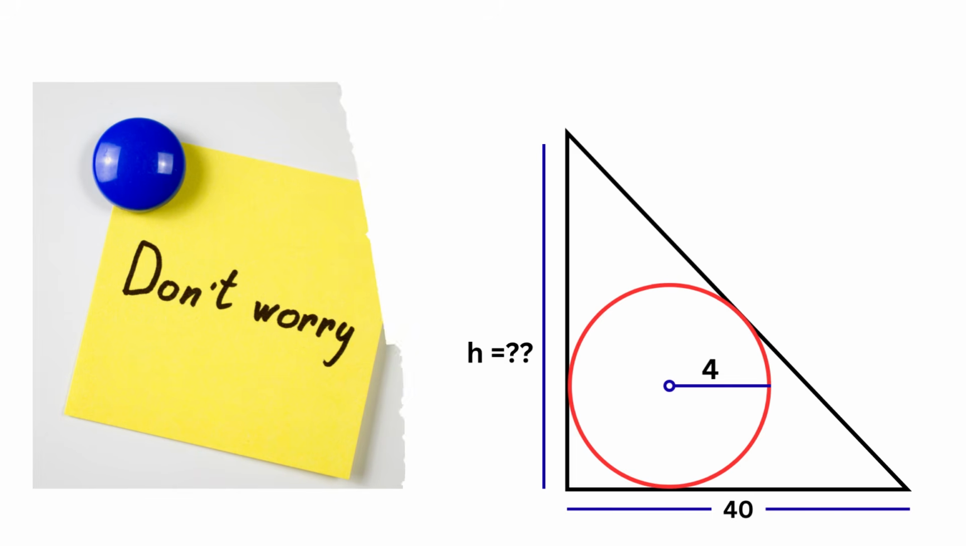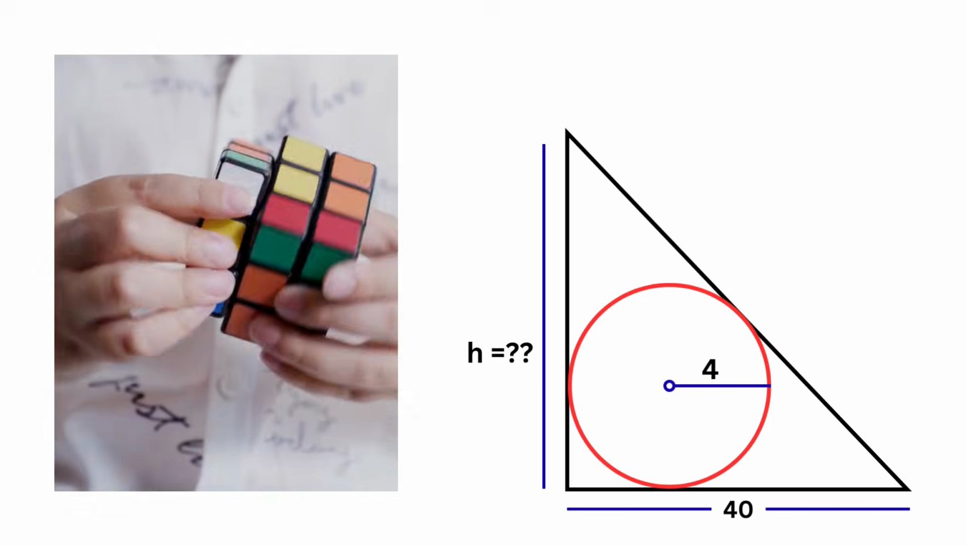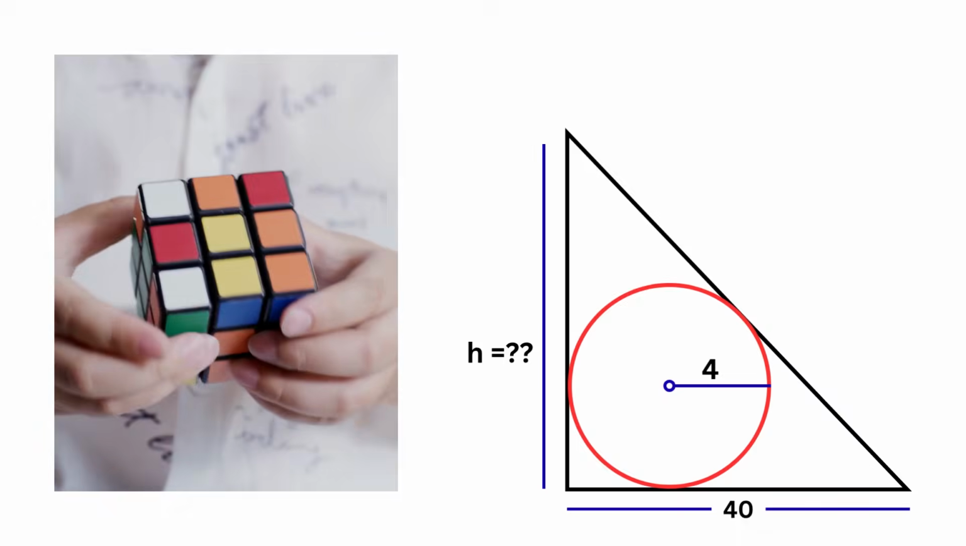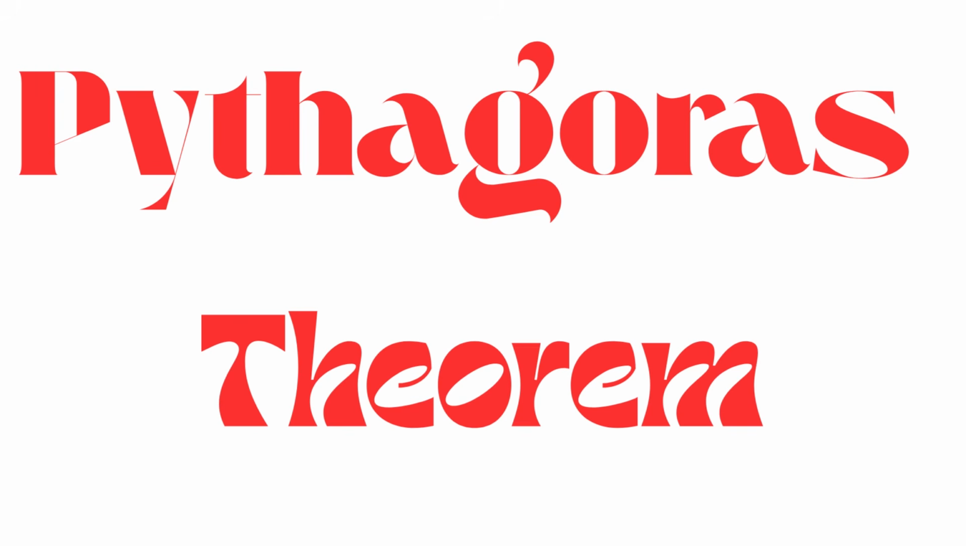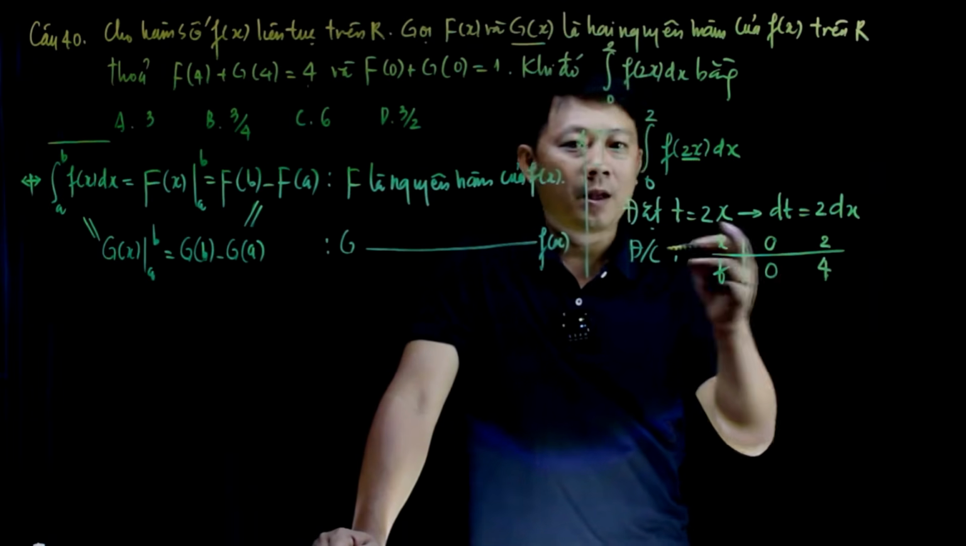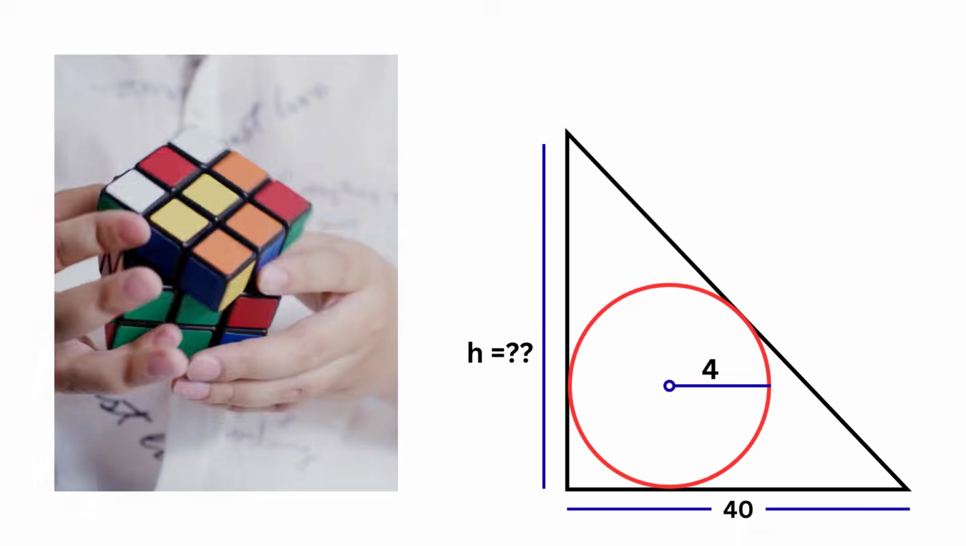Don't worry. We'll solve this step by step using a clever combination of geometry principles. Now, there are multiple ways to crack this problem, but today we're using one of the most powerful tools in mathematics, the Pythagoras Theorem. But here's the twist. We'll also use some circle properties to make this work. Trust me, it's going to be really interesting.